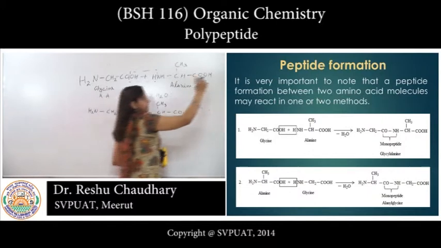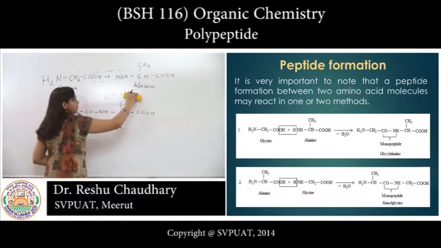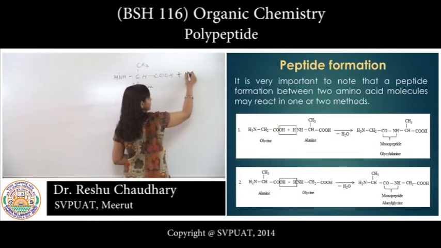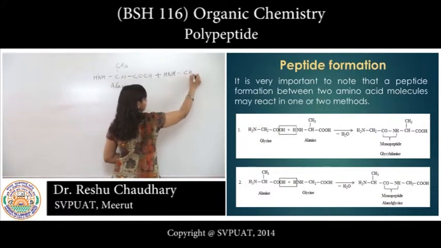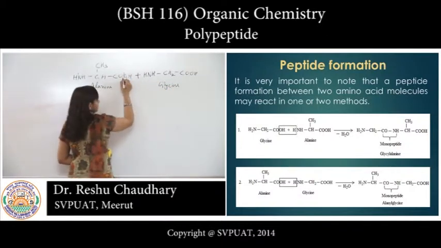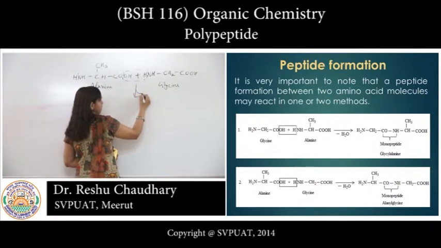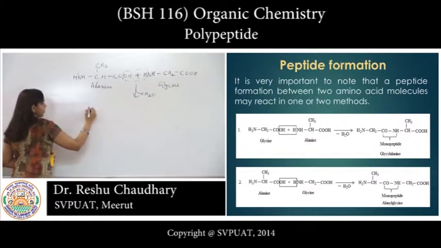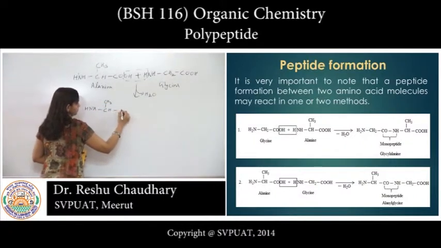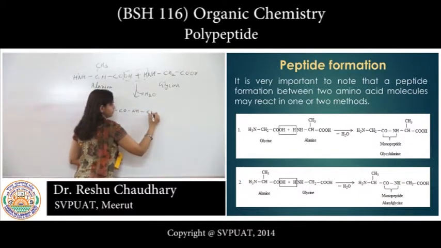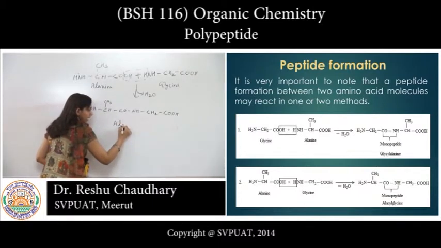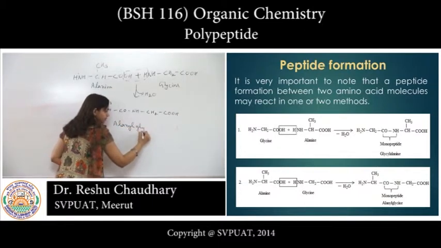If the alanine molecule is first, then the reaction will be: here is alanine, when it condenses with glycine, this is glycine, then one molecule of water will come out and the product will be named alanyl glycine.